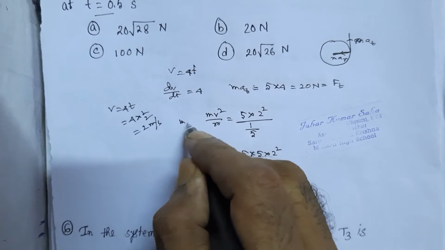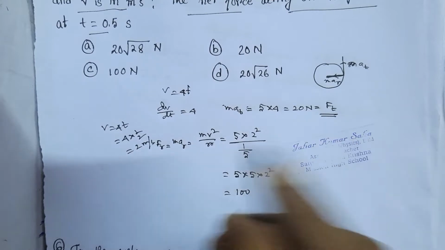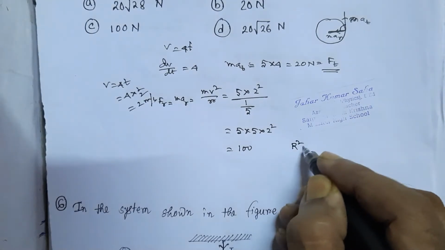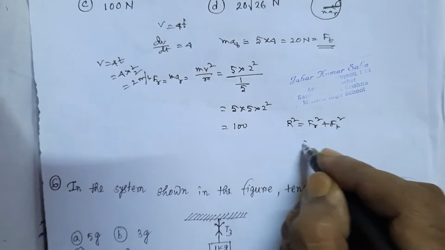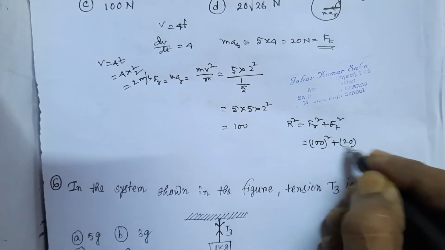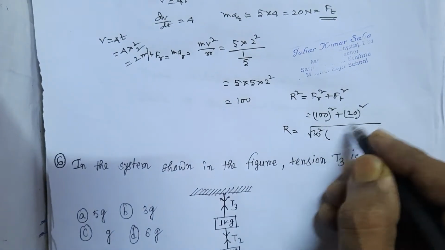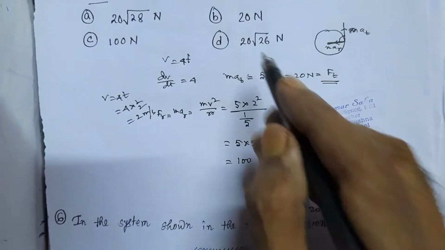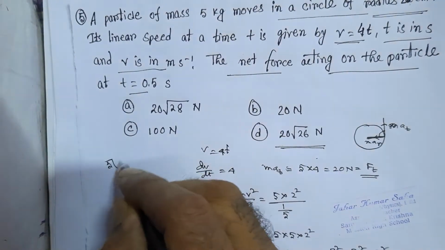So this is MAR, that is your radial force, and tangential force is 20 Newton. These two forces are mutually perpendicular, so the resultant force R square equals FR square plus FT square. FR square is 100 Newton square plus FT is 20 Newton its square, so R equals, keeping 20 square common, 5 square plus 1, that is 26, that is your 20 root 26. So our answer is 20 root 26. So the correct answer to the question number 5 is D.